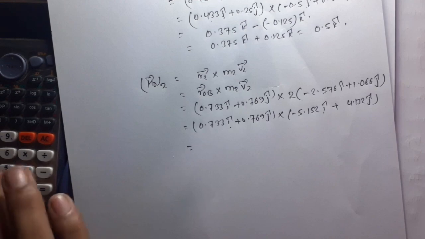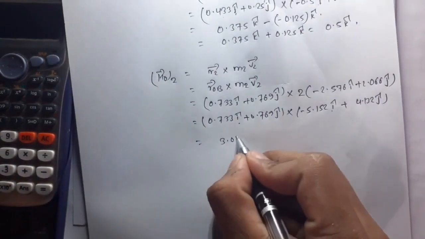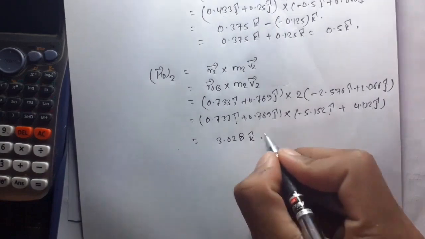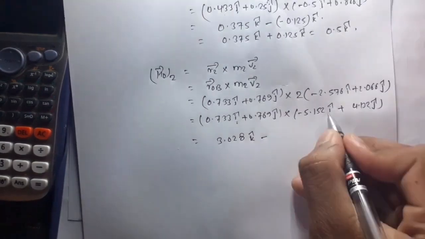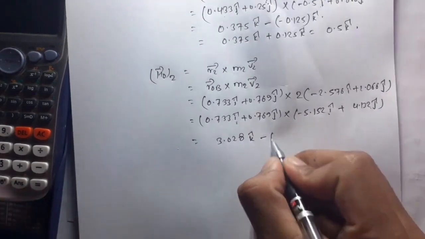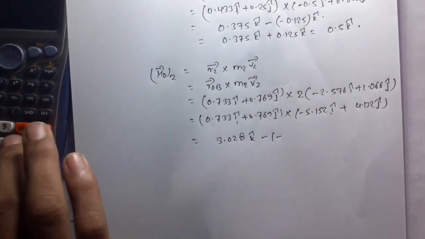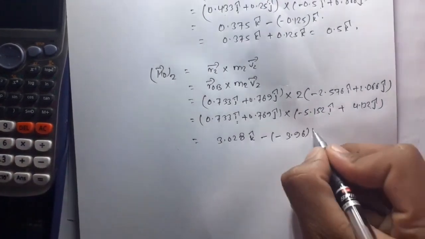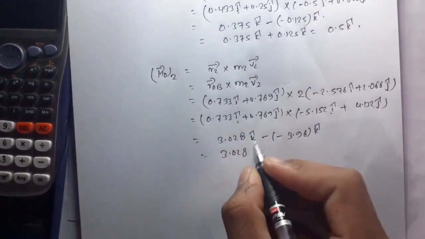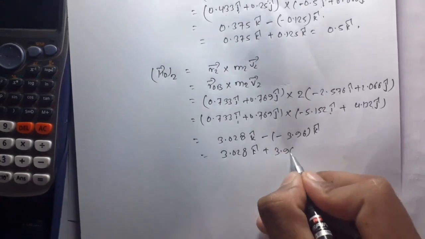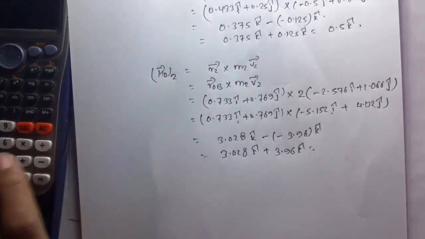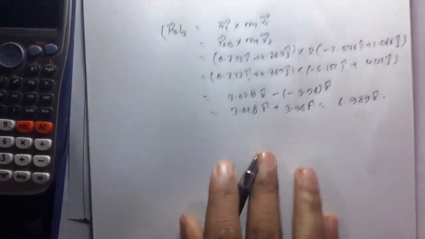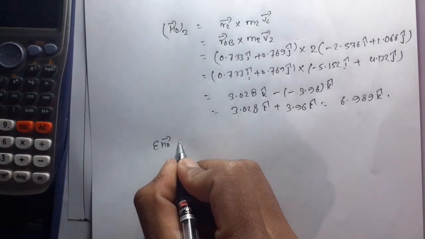So i cross i is 0, and 0.733 into 4.132 is 3.028. i cross j is k, and j cross i is minus k, so minus 0.769 into 5.152, so this is 3.96 k. So this is 3.028 k plus 3.96 k, so this is 6.989 k.